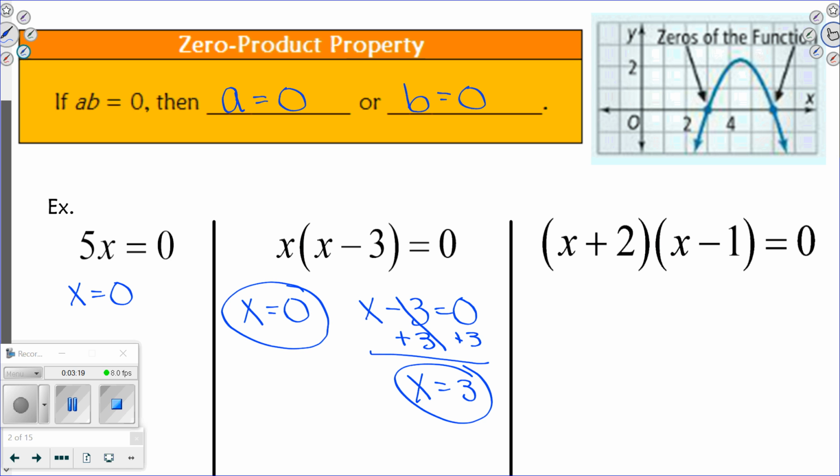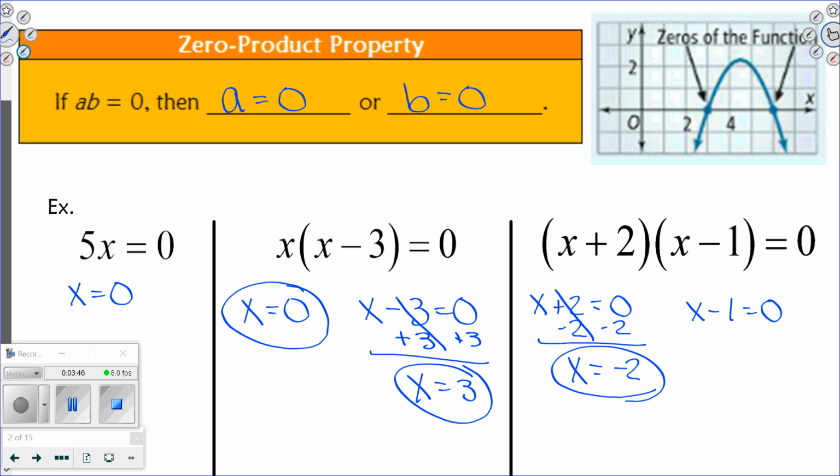All right, so what about the next one? (x plus 2) times (x minus 1). What do I know must be true? Either x plus 2 equals 0, or x minus 1 has to be 0. Because those are the two things being multiplied, one of them has to be 0 in order for the whole thing to be 0. So if I solve those, x equals negative 2 and x equals 1 are both answers that will work for that problem.